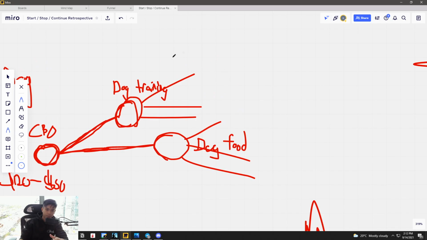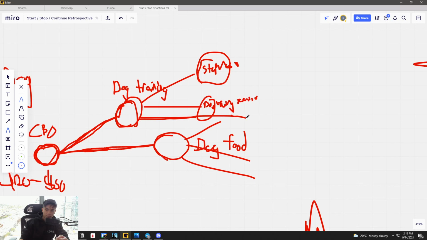Let's say one angle is stopping neighbor dogs from barking. Another angle is your own dog: make training easier. A lot of dog owners, the average Joe, don't like to train their dogs. They want a push button result, a push button way to make dog training easier. And then another is calming anxiety in dogs, a soothing sound.